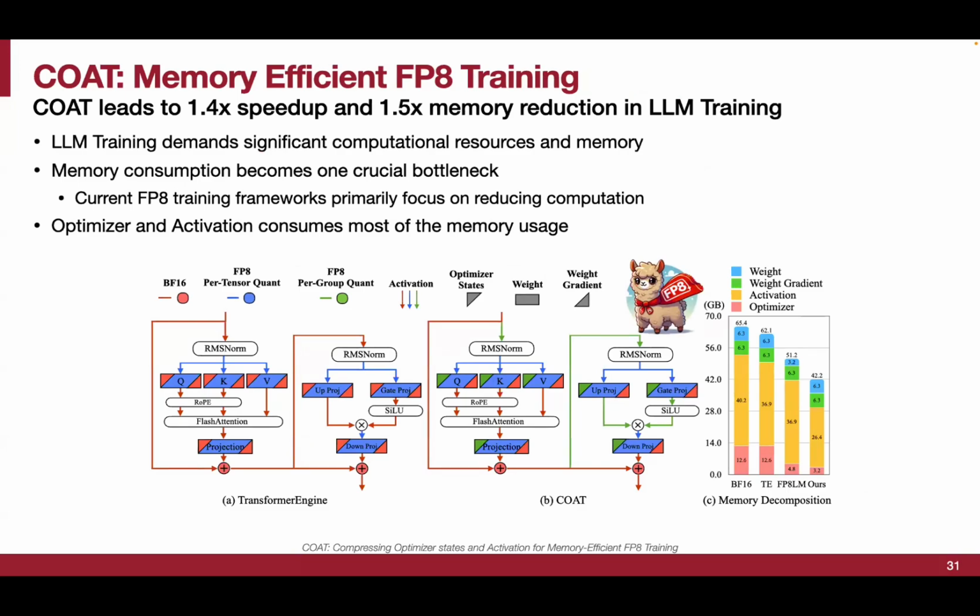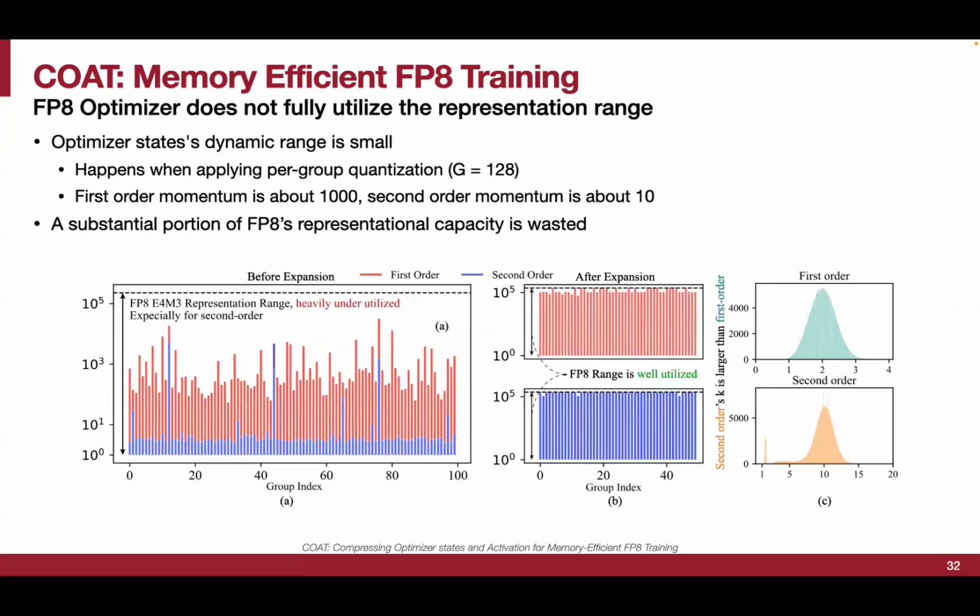So this is the acceleration. Basically, we can reduce the memory consumption. Previously, it's 65 gigabytes, all the way to only 42 gigabytes by using FP8 training compared with BF16. And this is even better than the Transformer Engine, which is about 62 gigabytes. So what we find during FP8 training is that we want to use per block quantization. Once we use per block, per group quantization, the FP8 dynamic range we find is heavily underutilized.